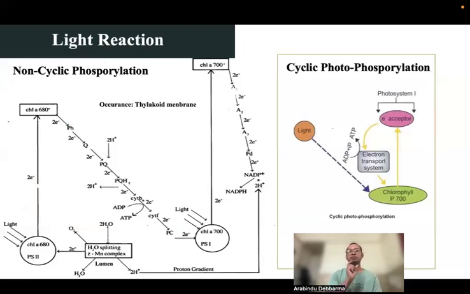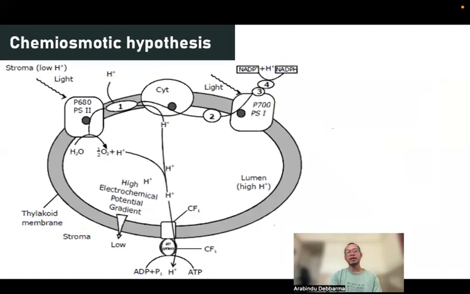I think both non-cyclic phosphorylation and cyclic photophosphorylation are understandable, and there is no doubt regarding these two processes. So let's move to our next slide. In our next slide, we will try to understand how ATP is produced during the electron transfer.